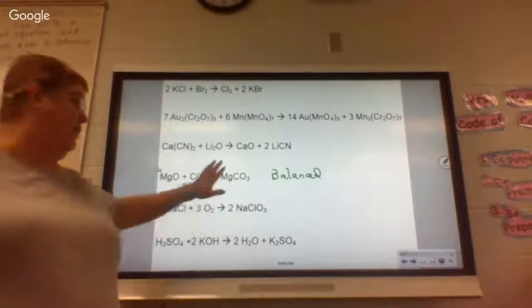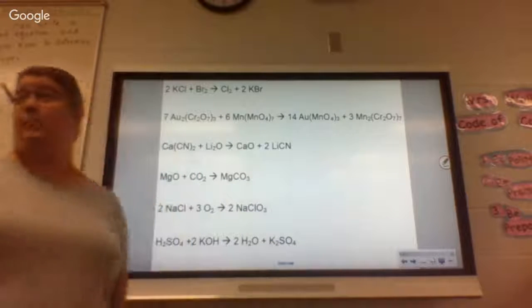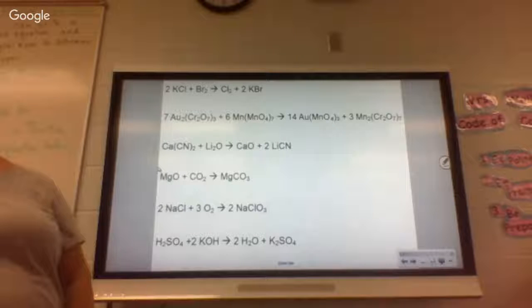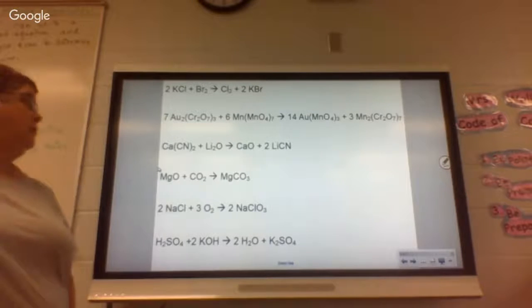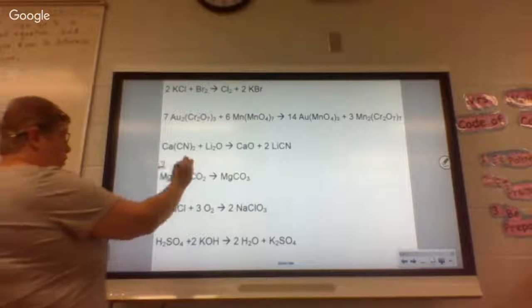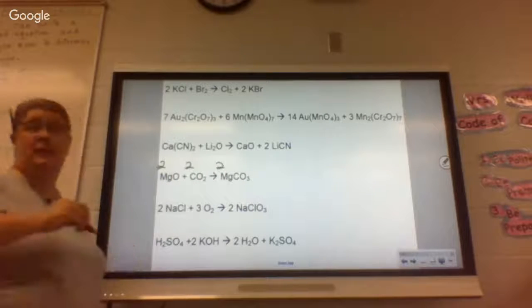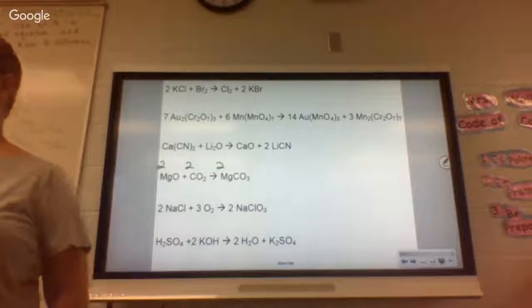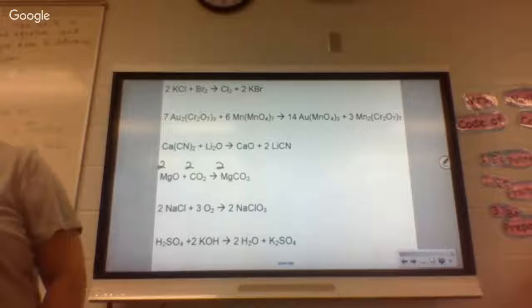But you could just leave it like I have it, because if you put no coefficients, you know it's balanced. I put 1 to the side of 1. Technically it's right. But if you put 2, 2, and 2, it's correct, but it's not lowest terms, so you're going to lose half your points. I did that for the last one.